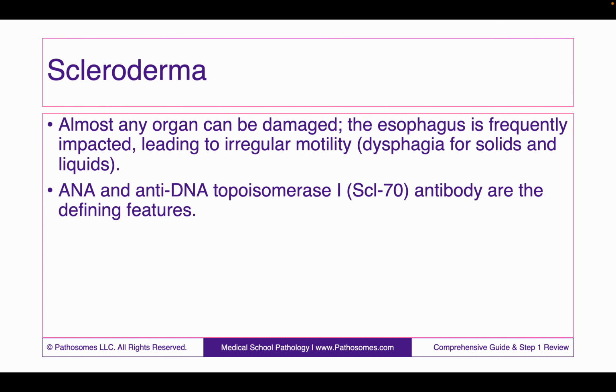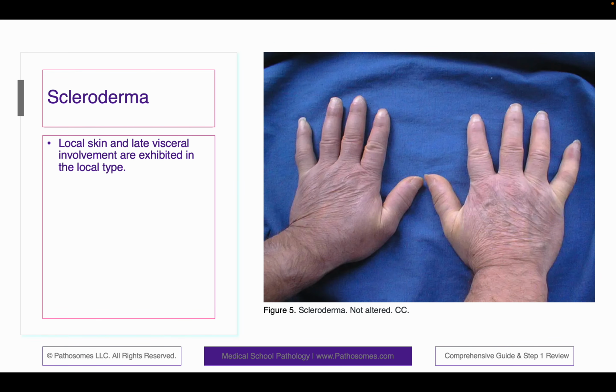Almost any organ can be damaged in scleroderma. The esophagus is frequently impacted, leading to irregular motility, such as dysphagia for solids and liquids. ANA and anti-DNA topoisomerase 1, or Scl-70 antibody, are the defining features. Here we have an image of a patient with scleroderma. Check out their hands. You see the features of their skin. Local skin and late visceral involvement are exhibited in the local type of scleroderma.